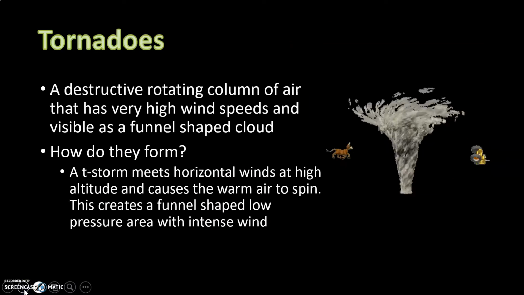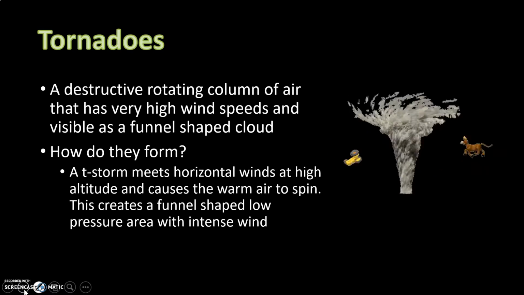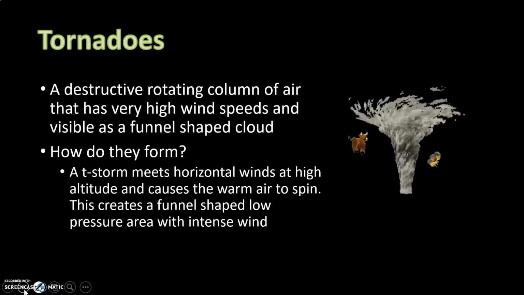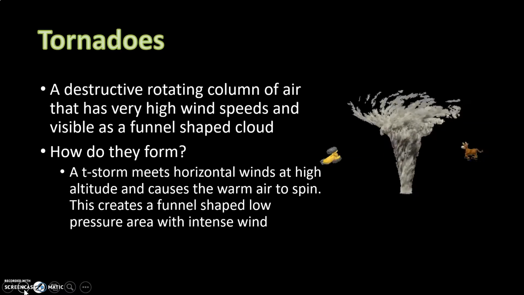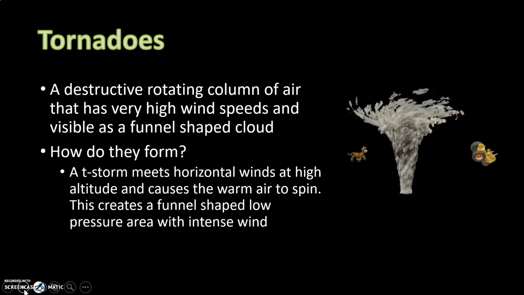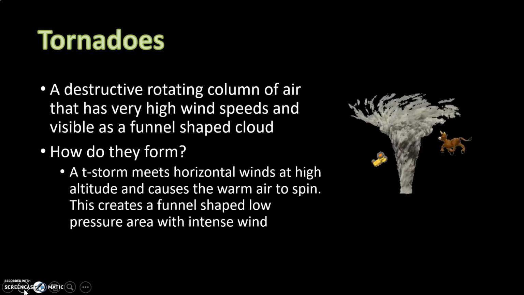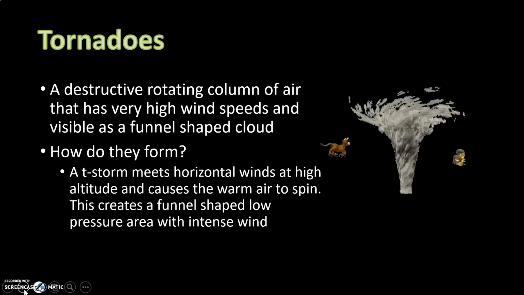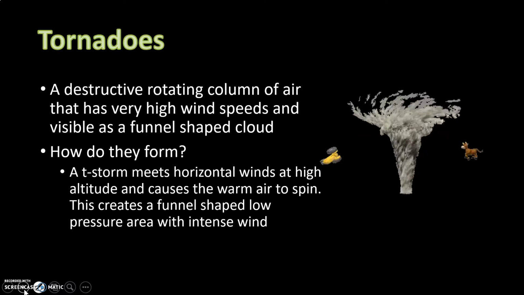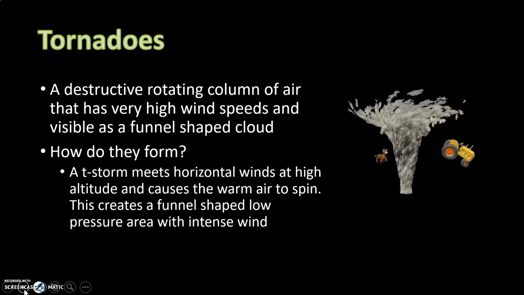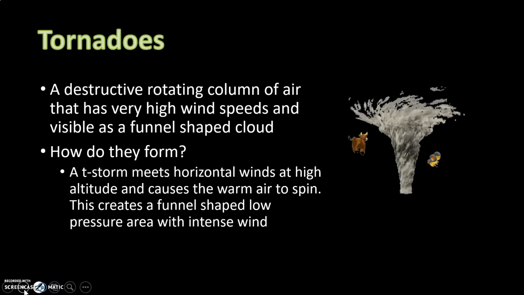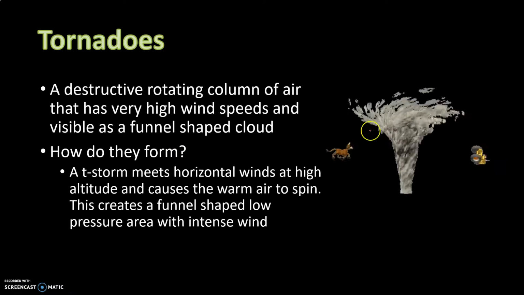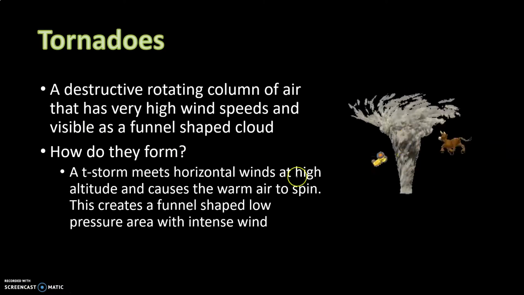All right, the third type of severe weather is a tornado. It's a destructive rotating column of air with very high wind speeds, and generally it's a visible funnel cloud. Sometimes that funnel cloud is wrapped up in rain, so it's not as visible and you can't see it as well, but it is always still going to be there. So how do they form? Well, a thunderstorm meets horizontal winds at high altitudes and causes that wind to spin and join that warm air. As it does, it creates this funnel-shaped low pressure area, and those winds are going to be incredibly intense within it. So this is what you're going to get as a result.